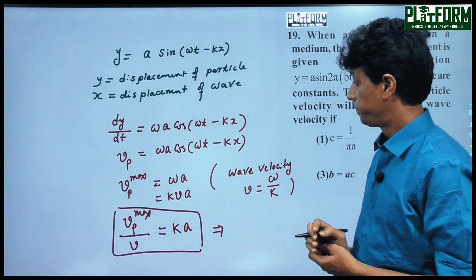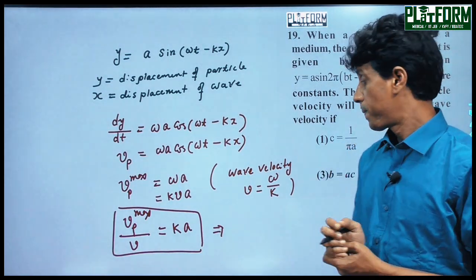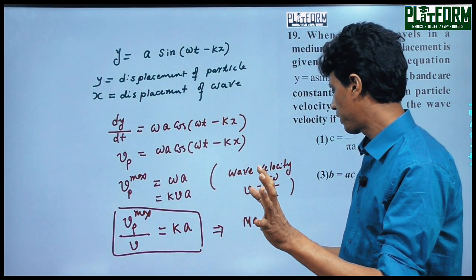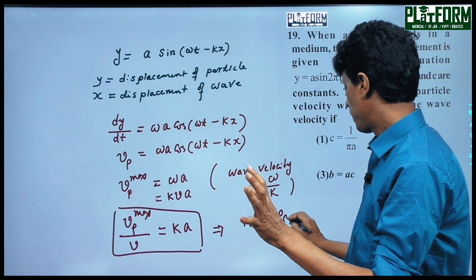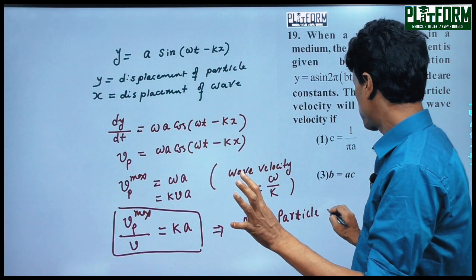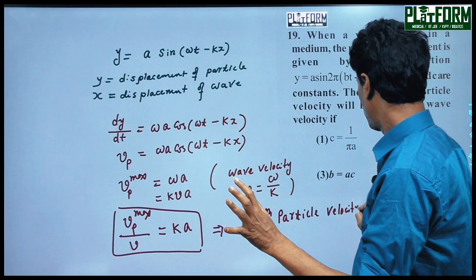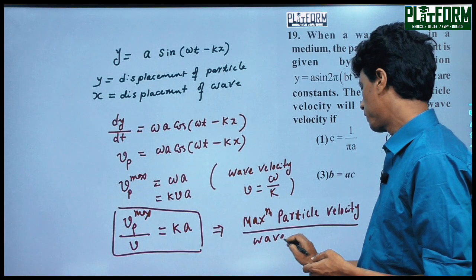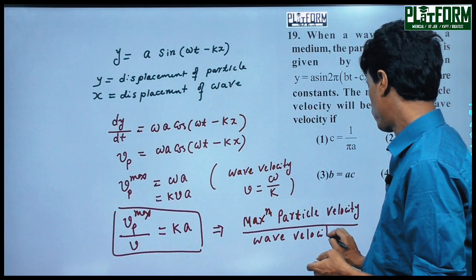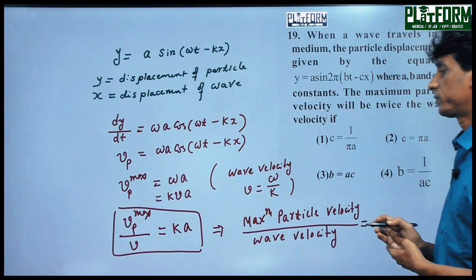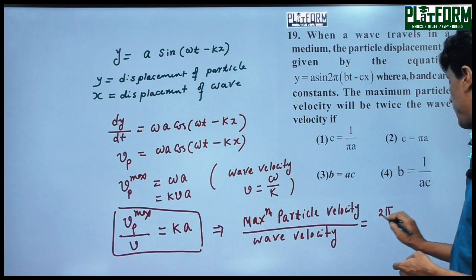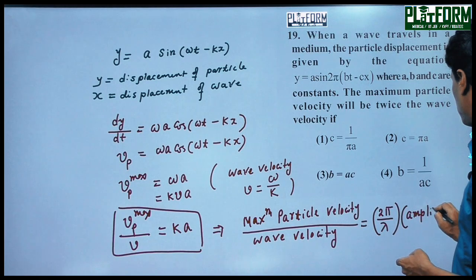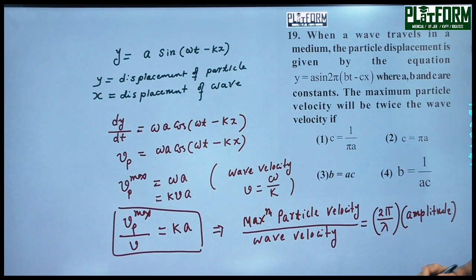My suggestion to all my students: keep this formula, a very important formula. The ratio of maximum particle velocity to wave velocity is always twice pi by lambda times a. Lambda is the wavelength of the wave and a is the amplitude of the oscillating particle, which is also the amplitude of the wave.